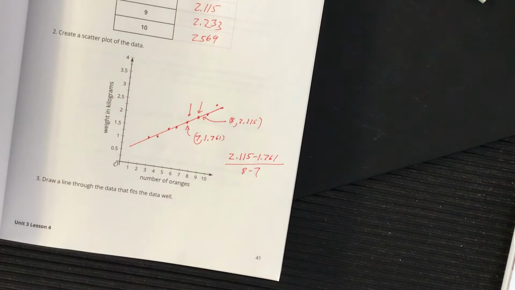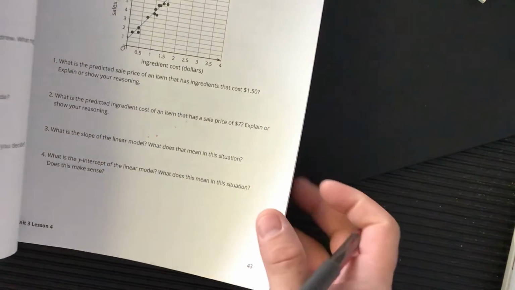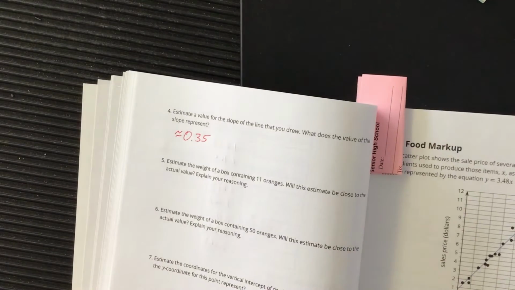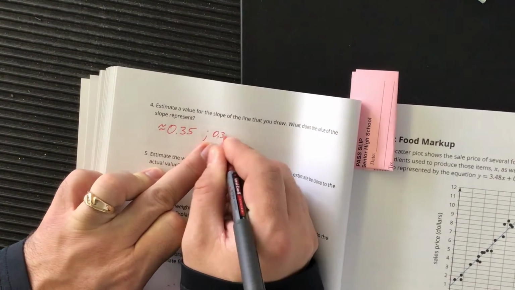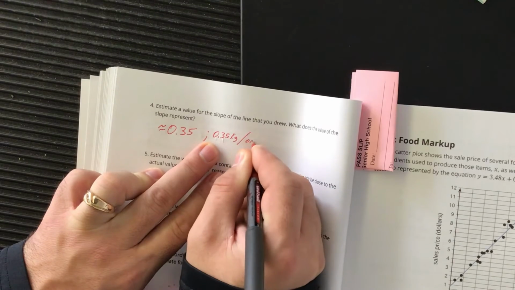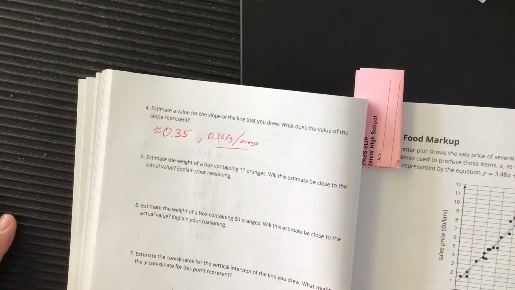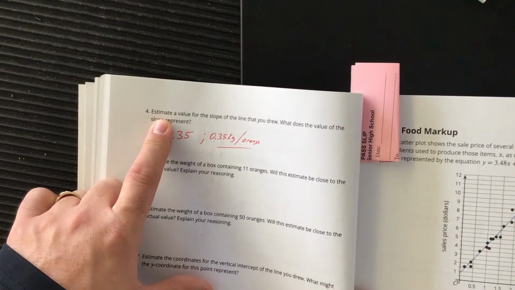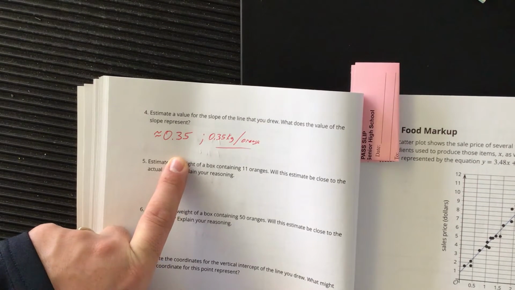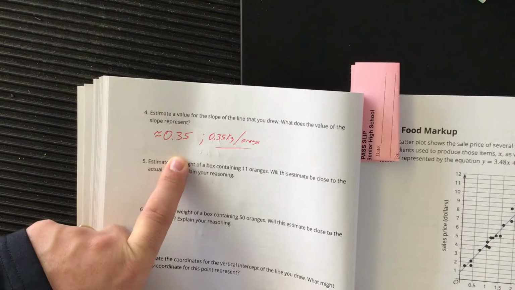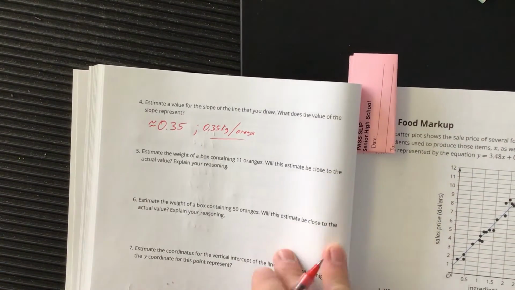Okay, now what does that number represent? 0.35 what, in my example? Per orange. Yes, so that represents the weight for every orange, approximately. And again, the whole point is that it says estimate. So you could probably be anywhere from 0.2 to 0.4, depending on your graph. And we will talk about how to use Desmos to help us with this in the future.